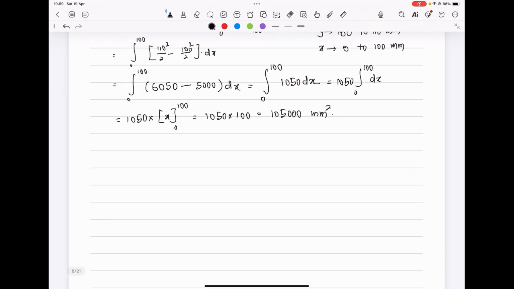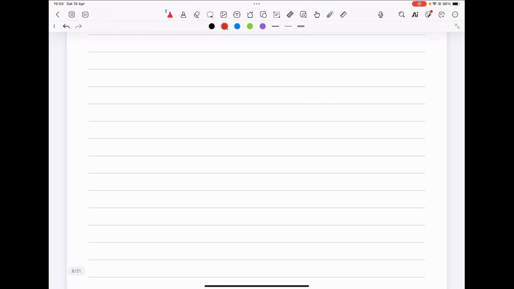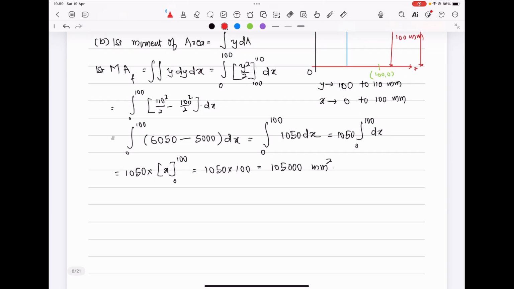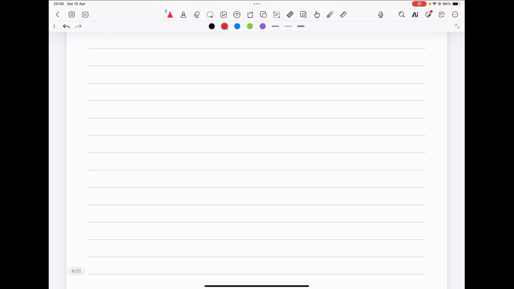Now, first moment of area for web. We have to find out first moment of area for web. Double integral y dy dx. What is the web with respect to x-axis? Web looks like this.